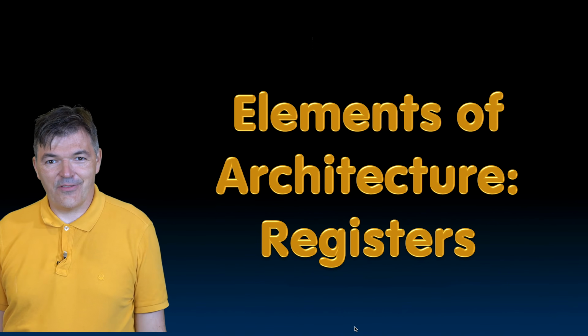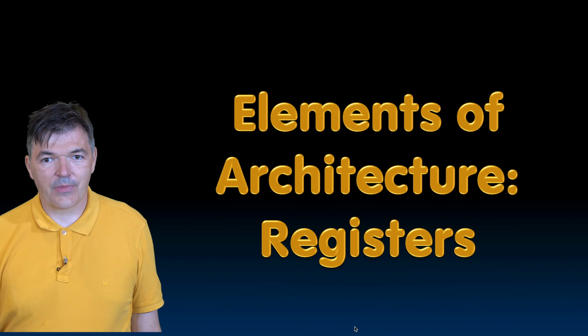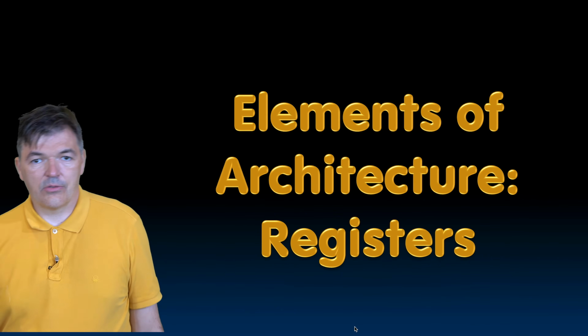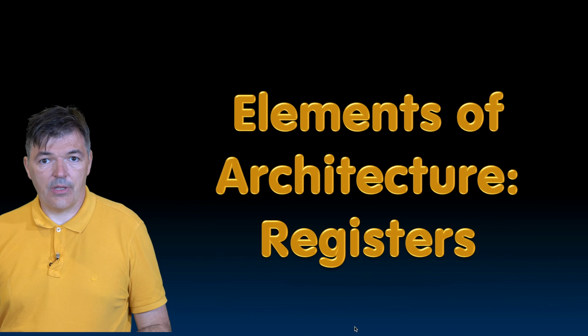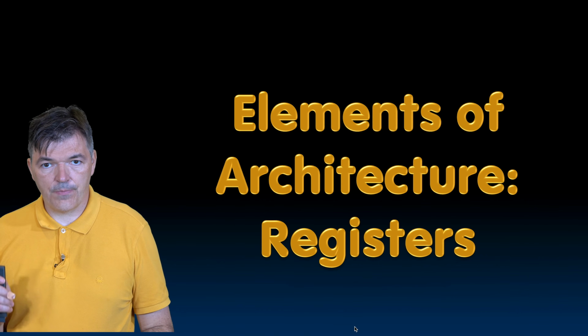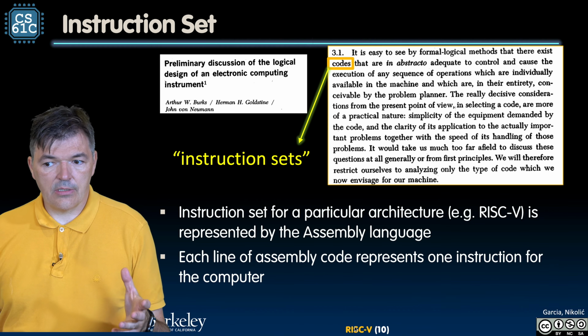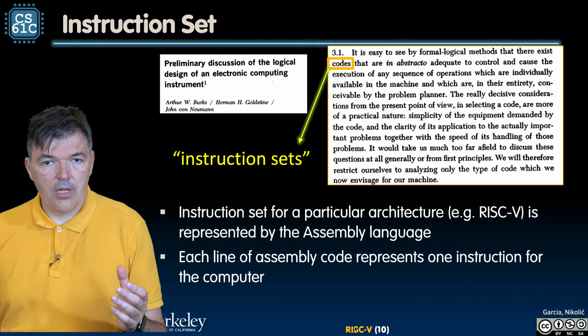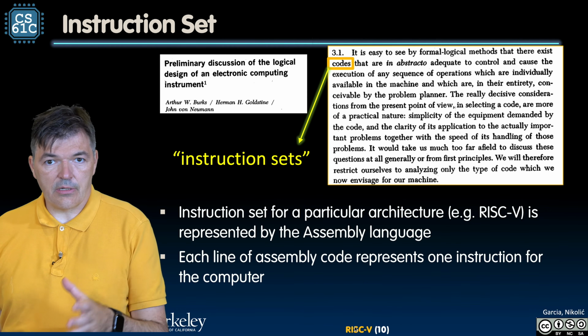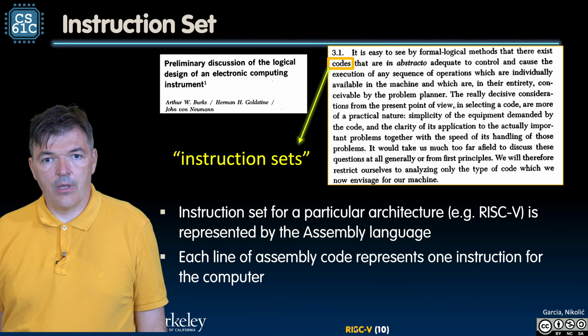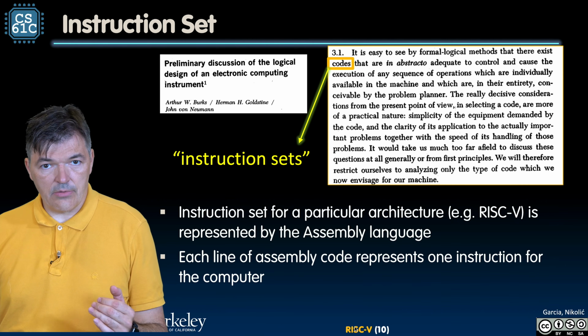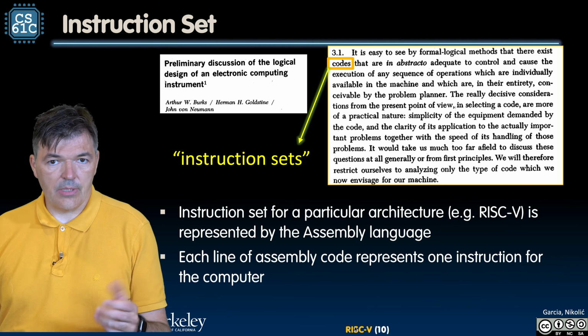Welcome back to the RISC-V assembly language module. We are going to talk a little bit more about the elements of the architecture. So, just to recap, the instruction set for a particular architecture is the set of instructions that architecture can execute. It is represented by its assembly language.